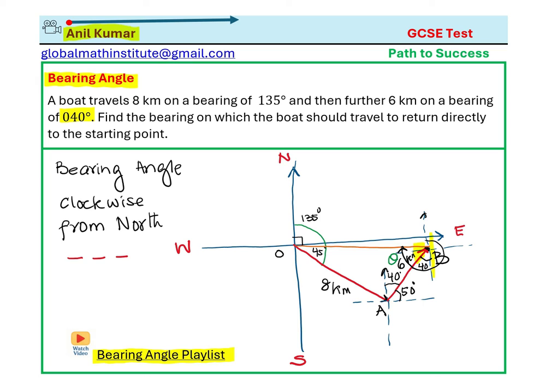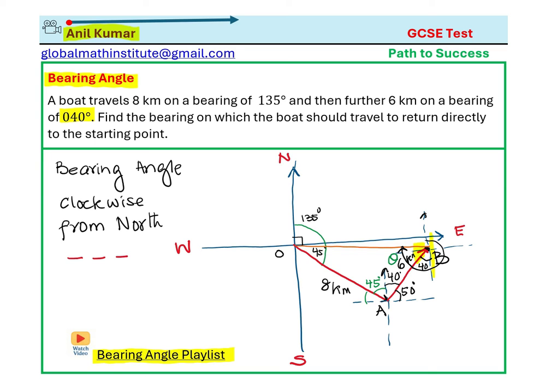Now in this triangle, we know the two sides, which are 8 and 6 kilometers. And we know the included angle. So this angle is 45 and 40. This is also 45, correct? So we know these two angles, which is 45 plus 40, which is 85 degrees, right? And the two sides, 8 and 6 kilometers.